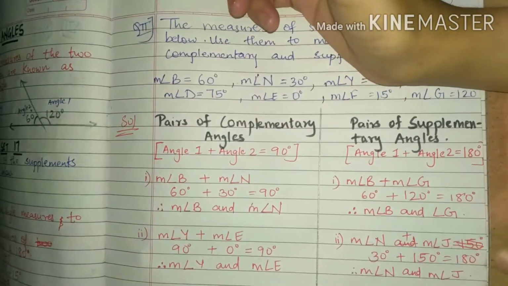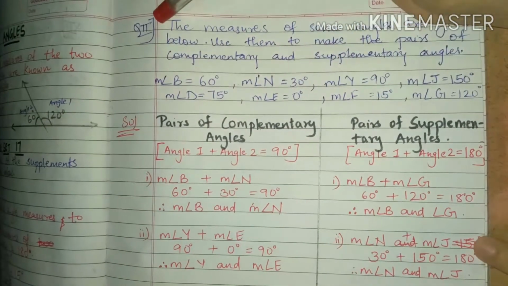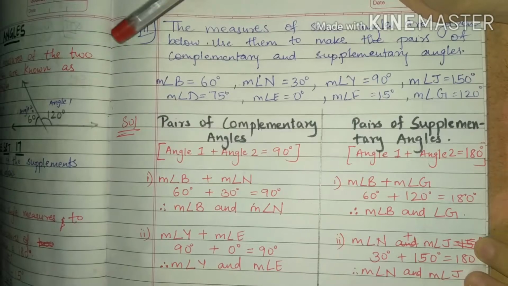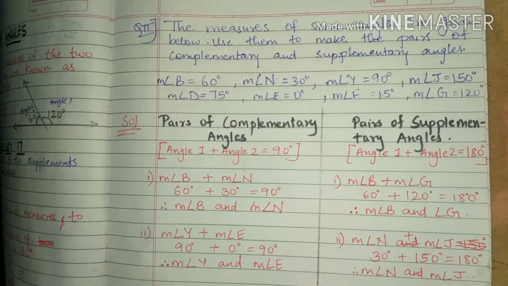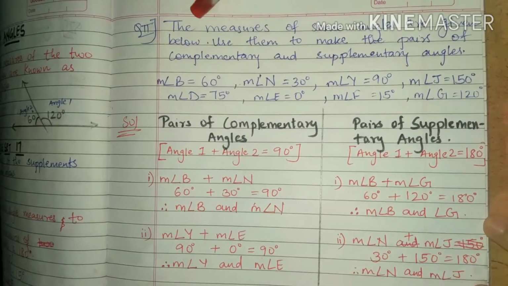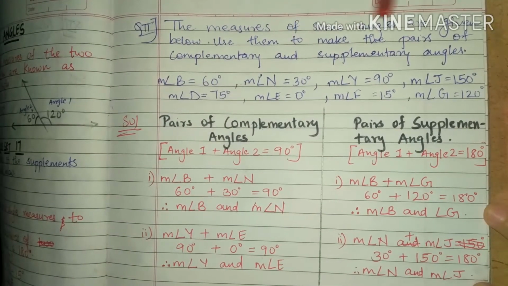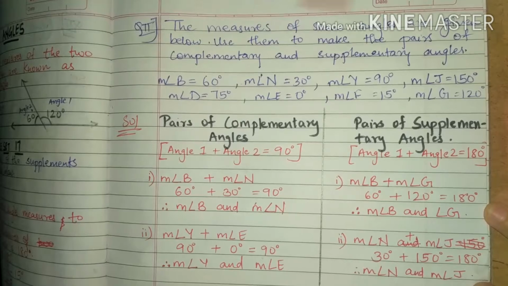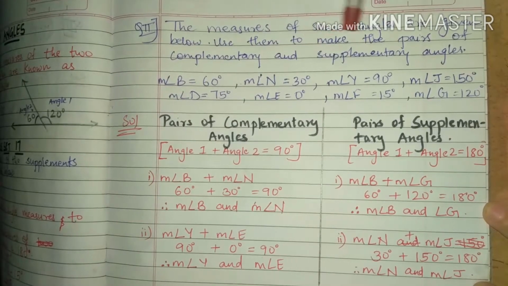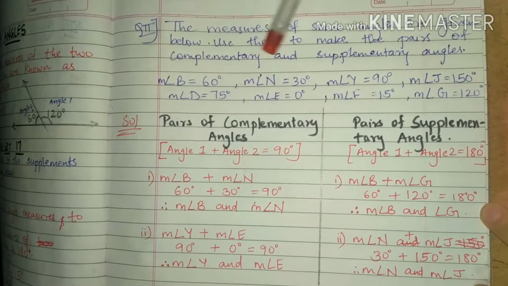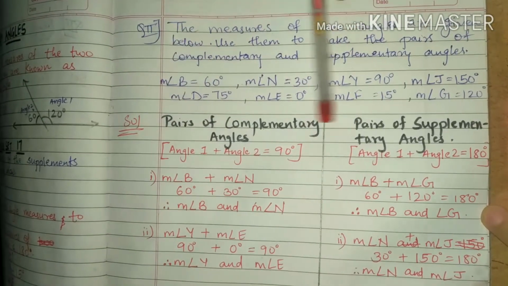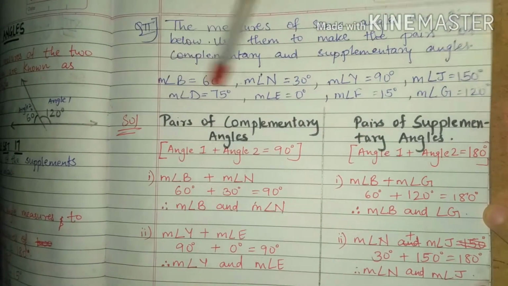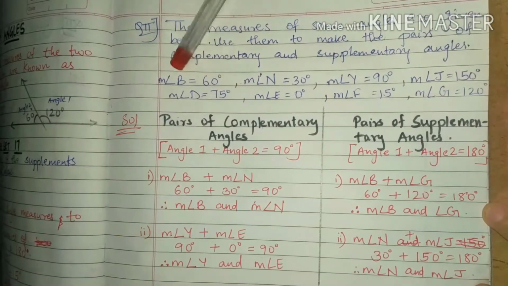From the first question I have shown you two sums. For the remaining parts of the first question, you have to do them fully. Now see the second question, what they have said. Measures of some angles are given below. Use them to make the pairs of complementary and supplementary angles. These are some measures of angles given to you, and now you have to make the pairs.